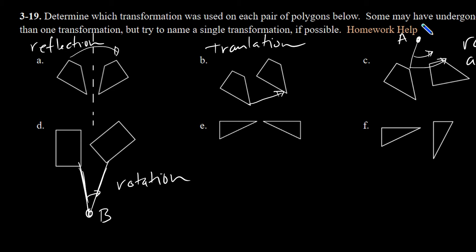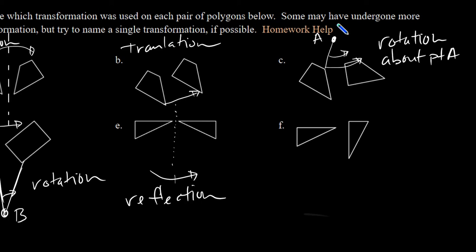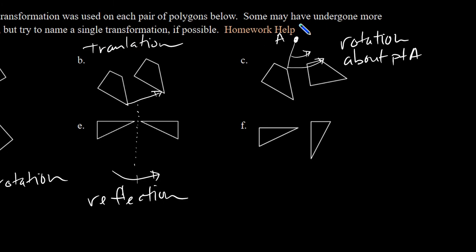But I could also think about taking this rectangle, rotating it about its center, and then once it's lined up, I could then slide it or do a translation over. So I could say rotation with a translation also for that. For E, I think definitely it's a reflection along this line. So if I just reflect across that line, this is a reflection.